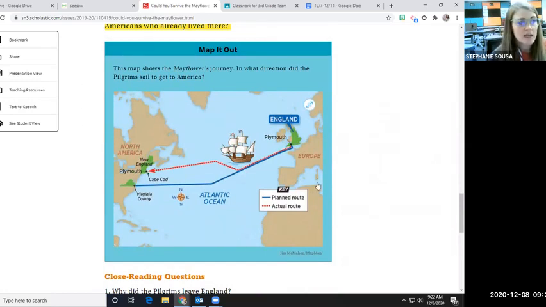Down here, you'll see a map of the journey that they were supposed to take in blue. So we see they were supposed to land in Virginia, where the weather was warm. But that storm hit and took them off course right here, and their actual route landed them in New England or Massachusetts, which is why they landed in cold weather and weren't prepared.